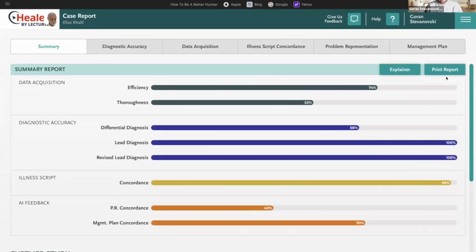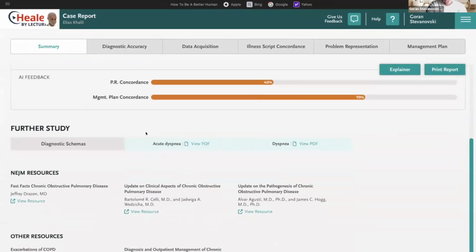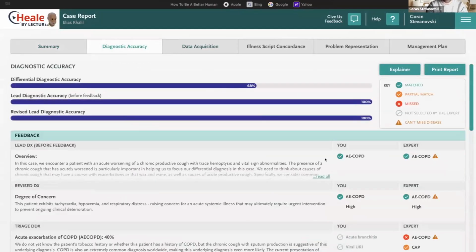Now we get a summary report, and you can print this report and have it for your learners. You can have them in your file if needed. The concordance here is 98%, which is great, within the illness script. And you could go through the summary, diagnostic accuracy, and data acquisition.